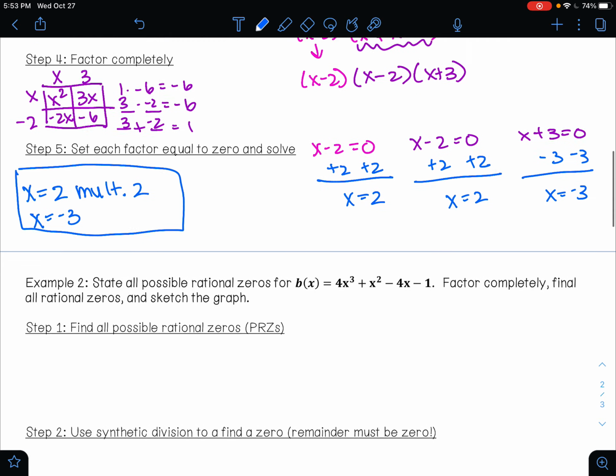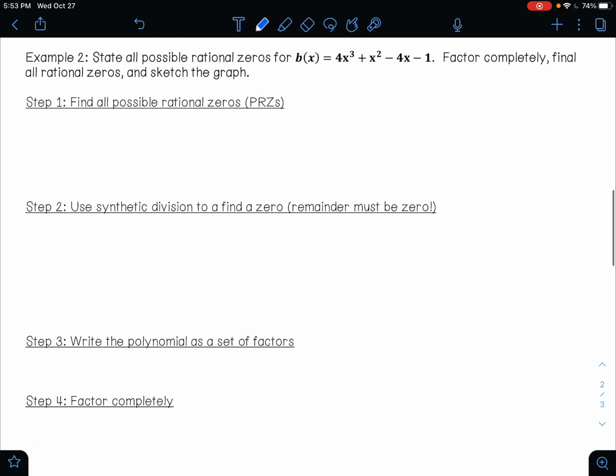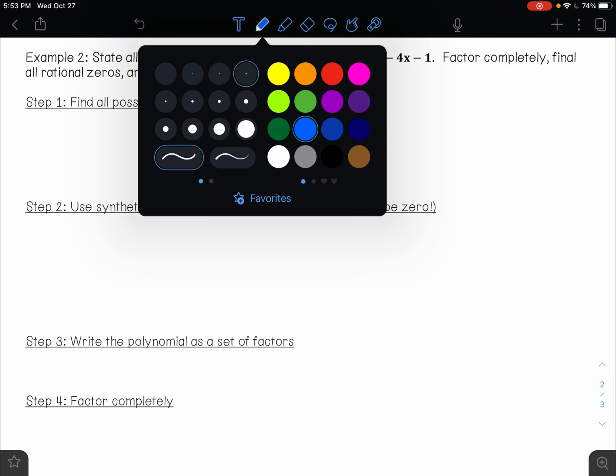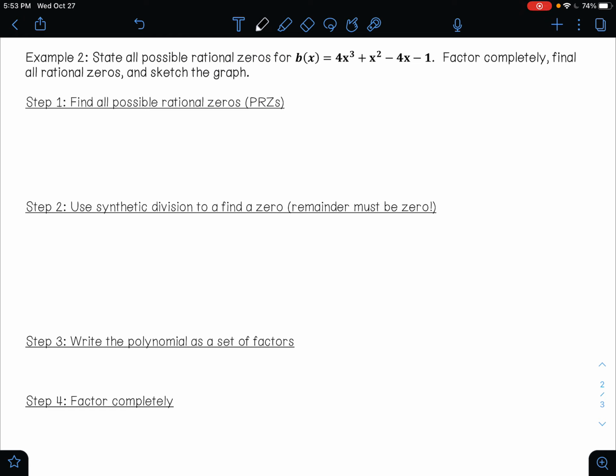Let's look at example 2. It has the same steps, the same thing that happened in example 1 is happening here. It says to state all possible rational zeros for b of x equals 4x cubed plus x squared minus 4x minus 1. Factor completely. This should not say final, that should say find all rational zeros and sketch the graph.